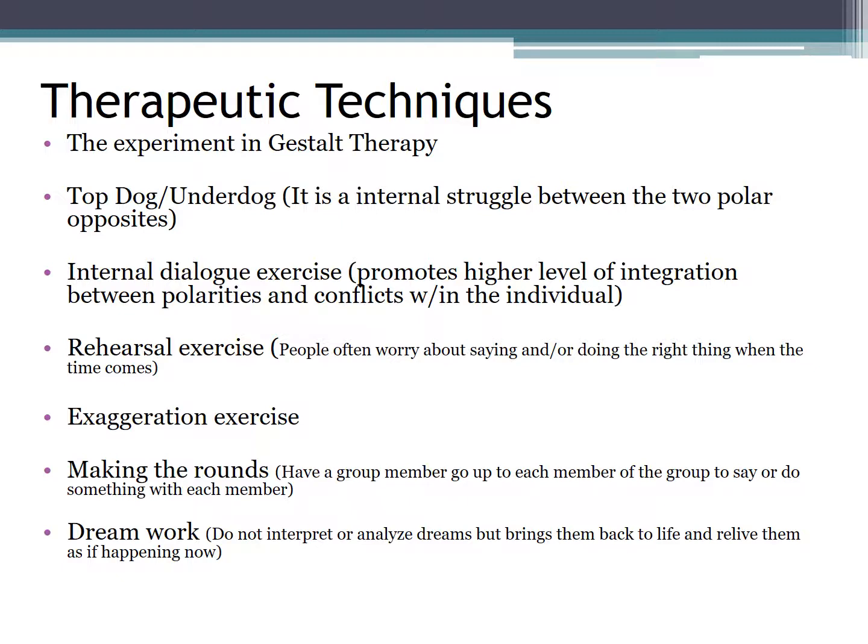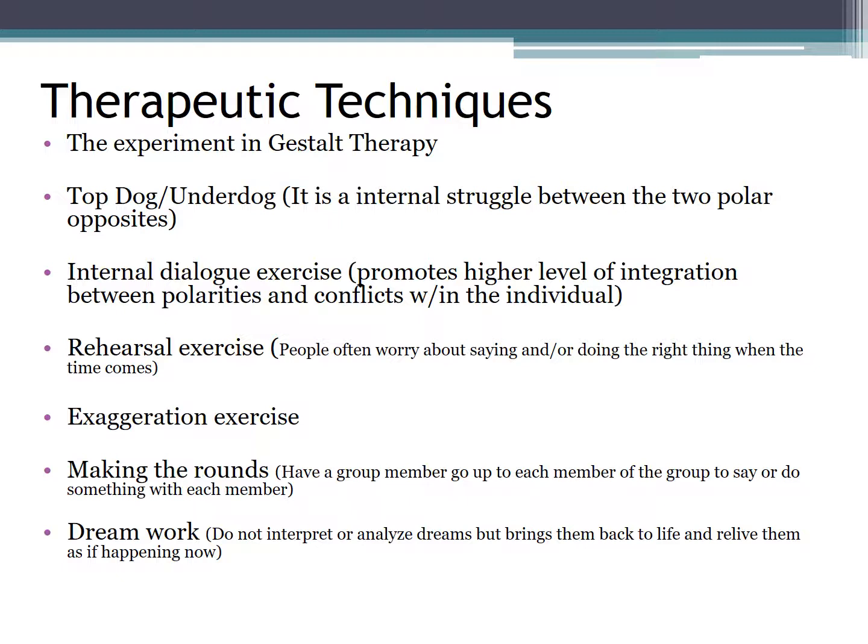An example: have clients play both the top dog and the underdog in the role. Okay? Internal dialogue exercises promote a higher level of integration between polarities and conflicts within the individual. The internal dialogue exercise, so having those two individuals have some type of dialogue, top dog, underdog.